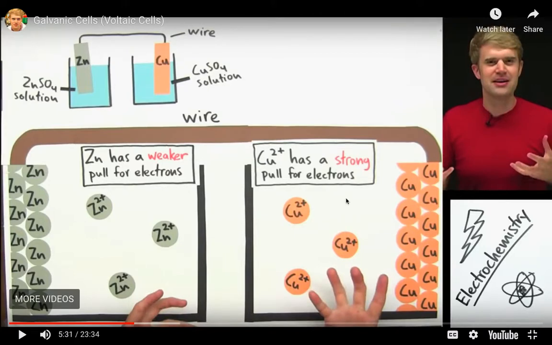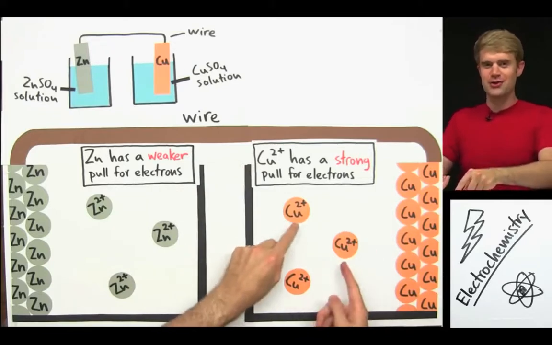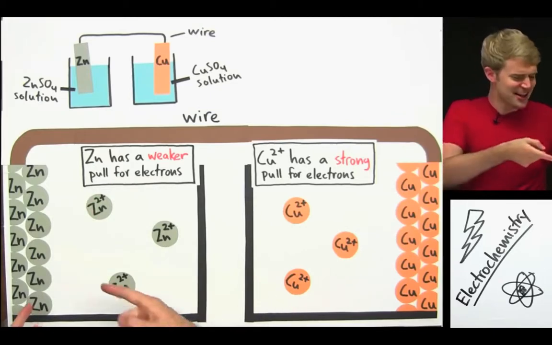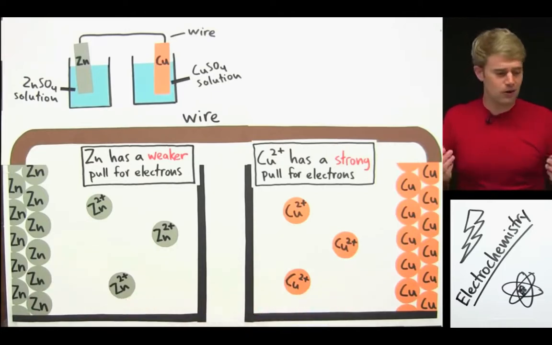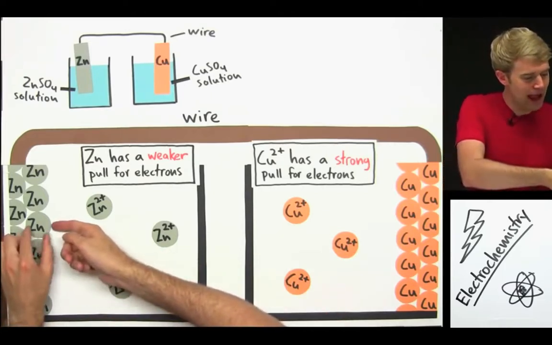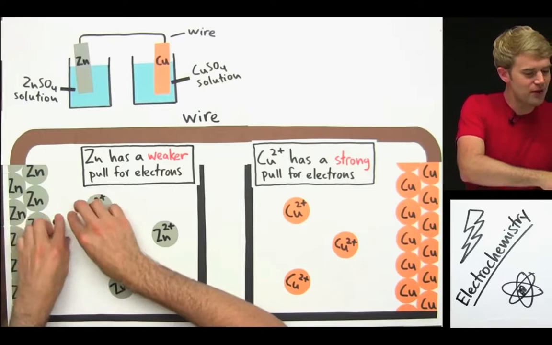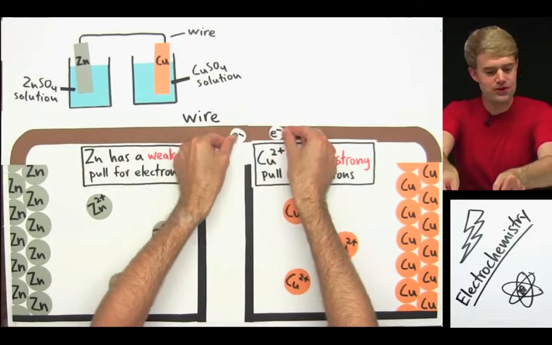So recall, what is a pull for electrons? What is the vocab word that describes that? That question's in your check for understanding. Let me show you how this happens. So Cu2+ really wants electrons. So it's kind of like it calls over to zinc, which has a weaker pull on the electrons, and says, hey, zinc, give me some of your electrons. And zinc's kind of weak, so it's like, oh, okay. And what happens is, let's say this zinc atom here gives away two of its electrons. And these electrons enter the wire and move towards the copper.